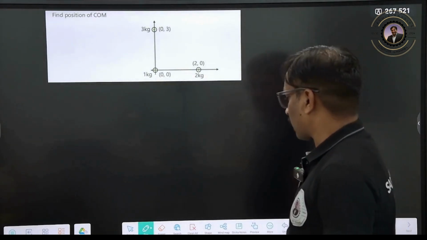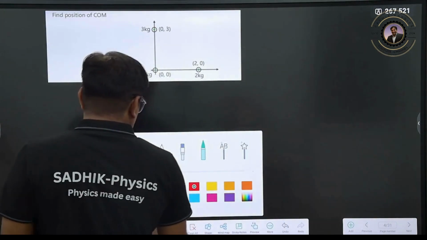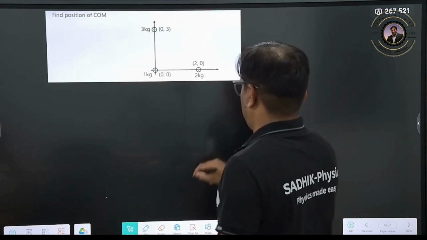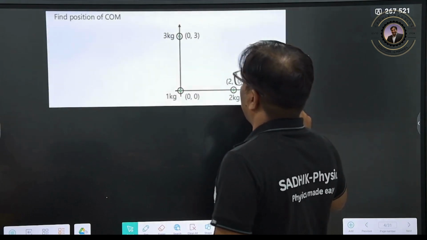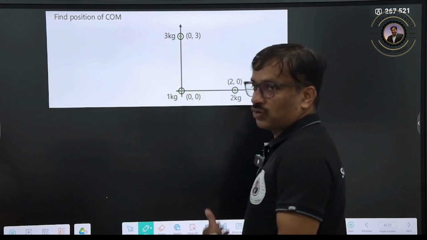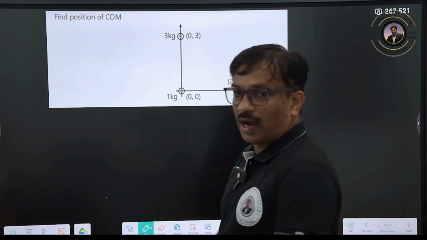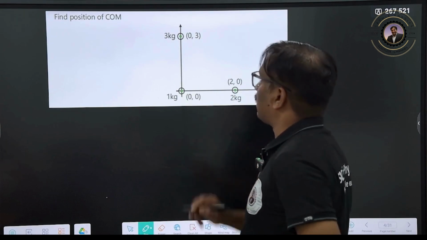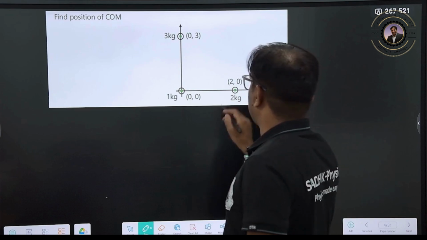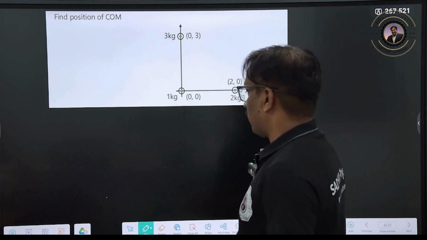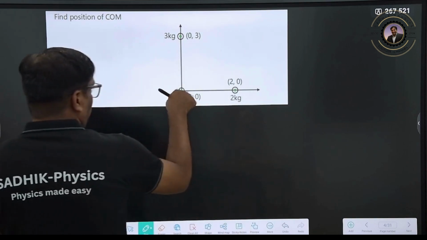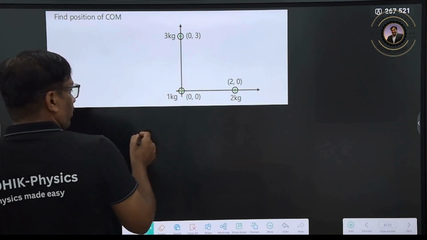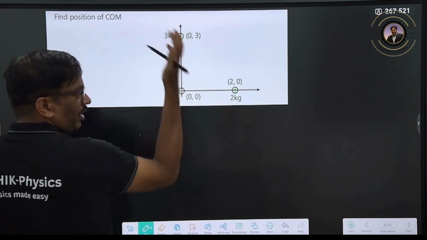Now let us see one question here. There are three particles. This is one simple question. Let us go for simple ones and afterwards complicated ones. We will cover all the different models here. So 1 kg is concentrated at (0, 0), and this 2 kg is at this point. We want to calculate the center of mass from here, but you can calculate from anywhere, from here or here or here.